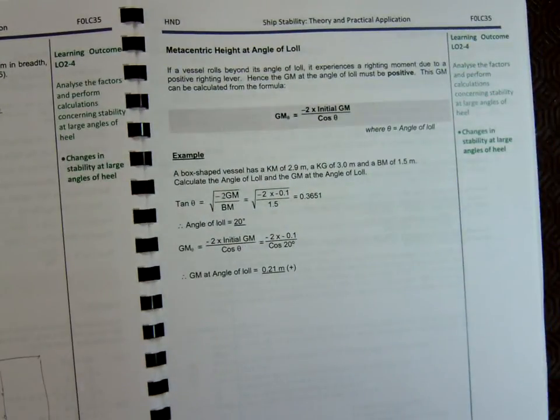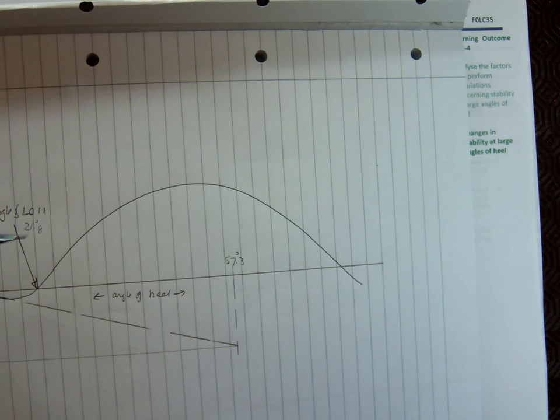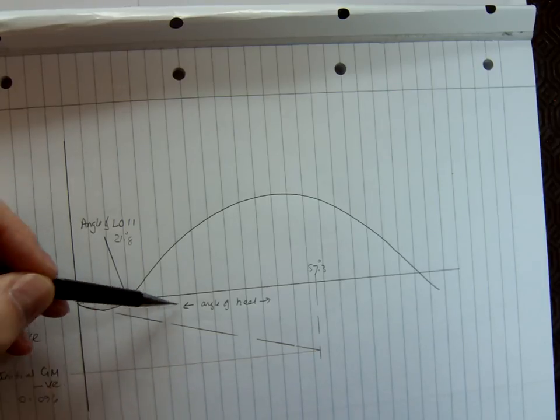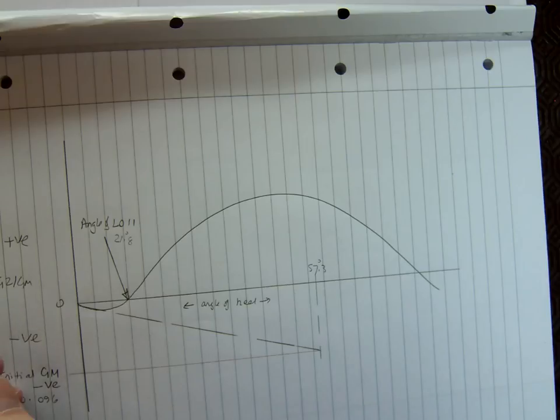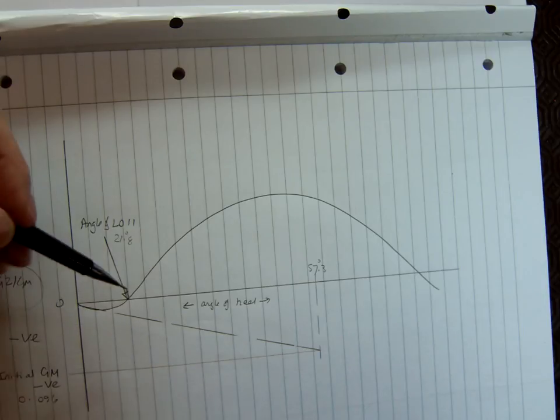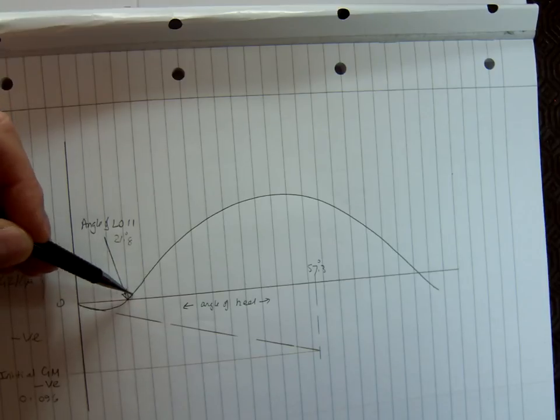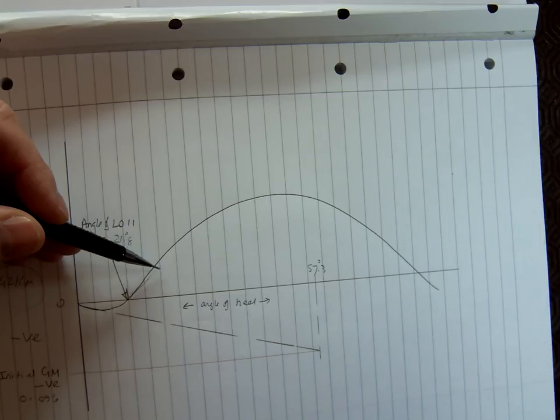Now let's move on to the next example, and it talks about the metacentric height, or the GM, at the angle of loll. If a vessel rolls beyond the angle of loll, if we look at our sketch here now, if our vessel is settled at this angle, if it actually rolls, angle of heel increases, then this is the GZ value here, then it actually has a righting lever. Originally these were capsizing levers, but now all of a sudden we do have a righting lever. And to have a righting lever you must have a positive GM. And as we can see with the curve here, this becomes positive. So at the angle of loll, our GM actually becomes positive.